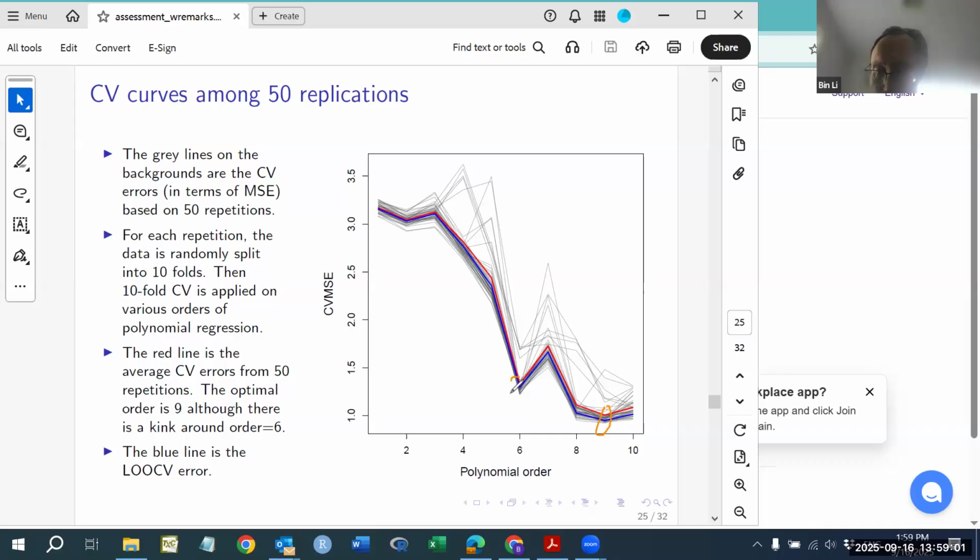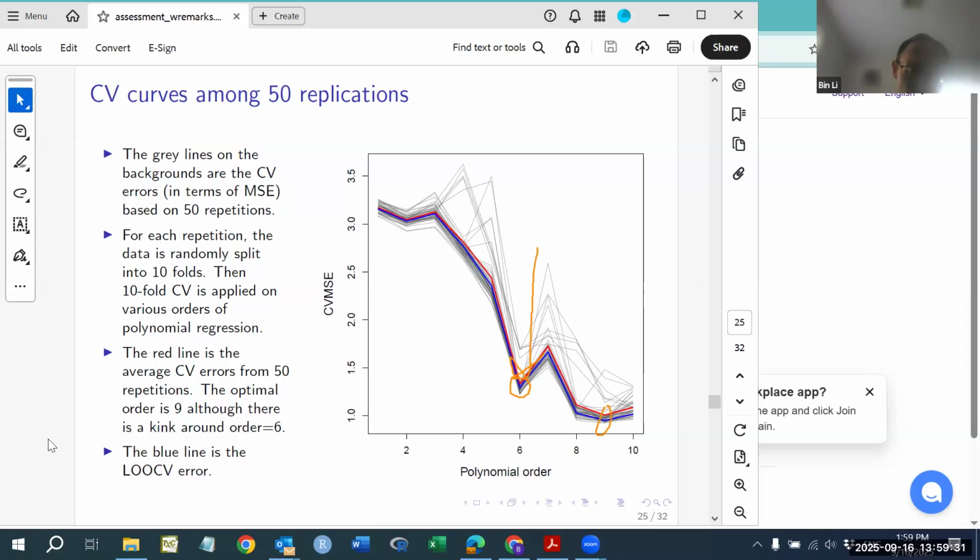So I would say just use order 6, because when the order is less than 6, the performance is much worse. But when the order reaches 6, we have good results. When the order increases, you can see it bounces up and then bounces below. But the difference between 6 and 9 is not that big. So for the interpretation purpose, I would choose 6.